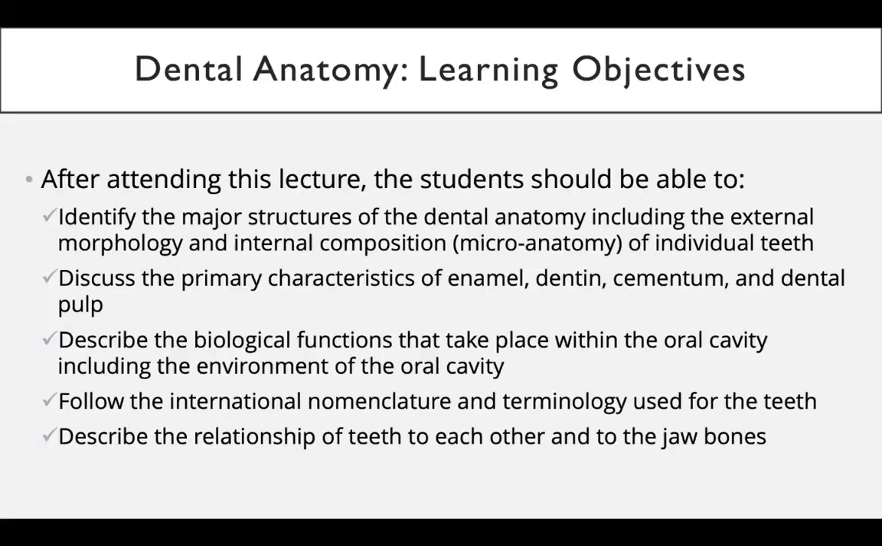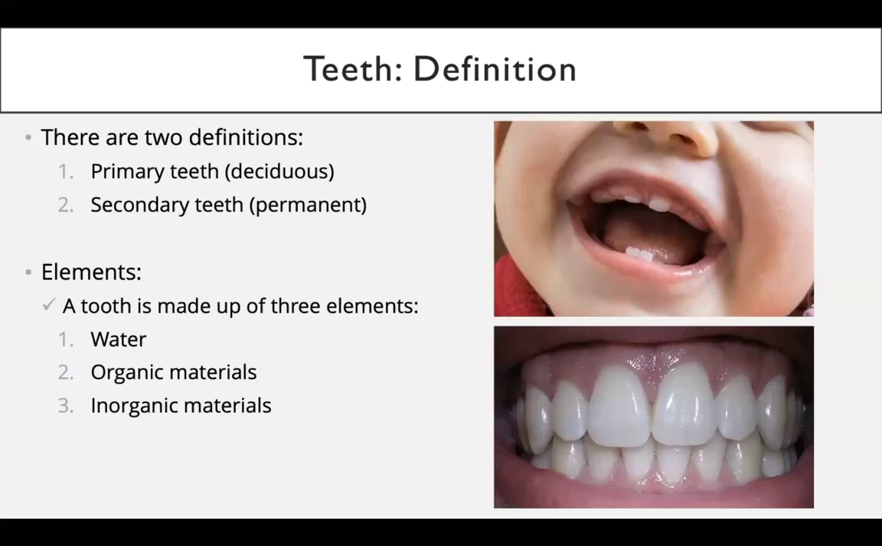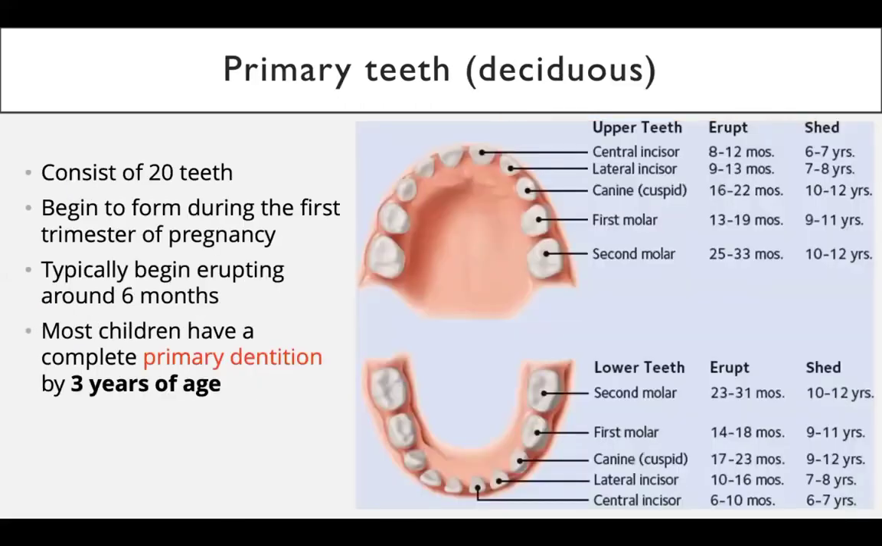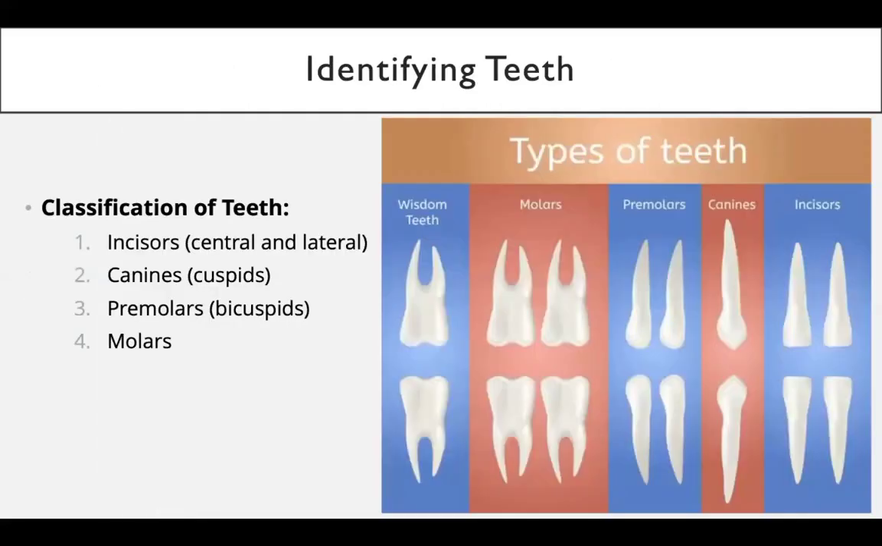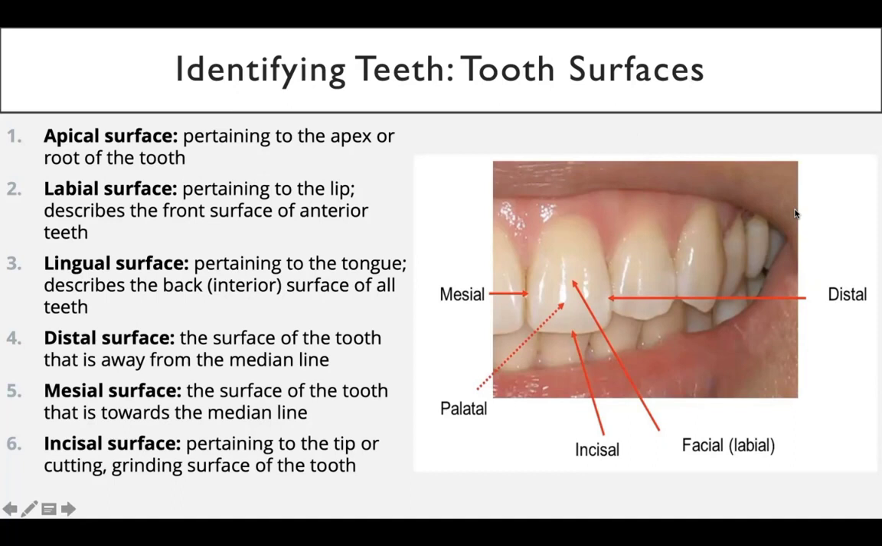Today we have dental anatomy. We have read about primary and secondary dentition, water, organic material, and inorganic material. Primary teeth are deciduous, secondary teeth are permanent, and then there's a comparison and identifying teeth. If anyone has a question regarding today's topic, please ask now. We also studied the palate, its nerve supply and muscles, and now the teeth.